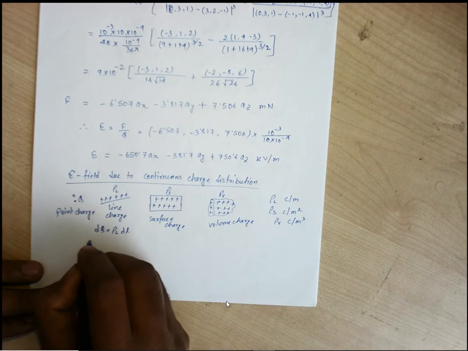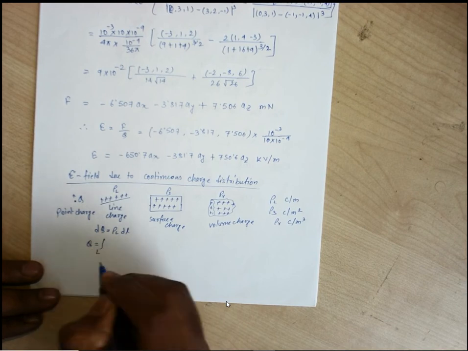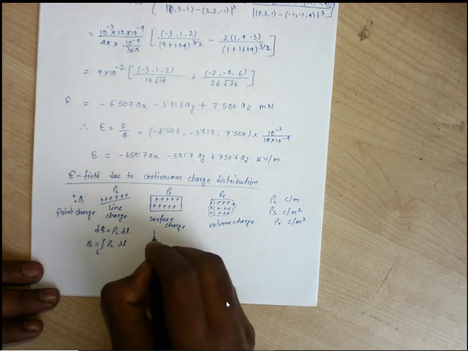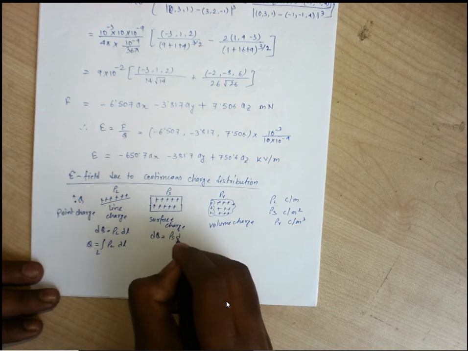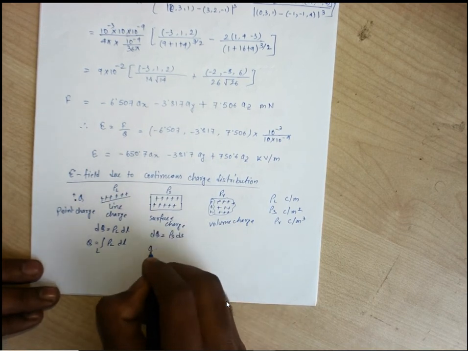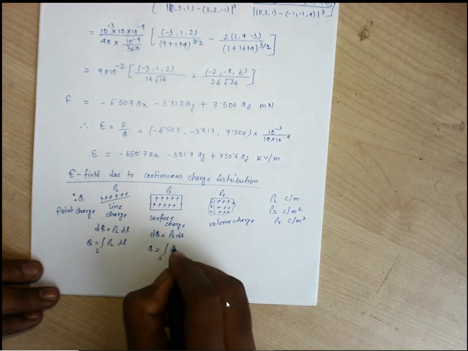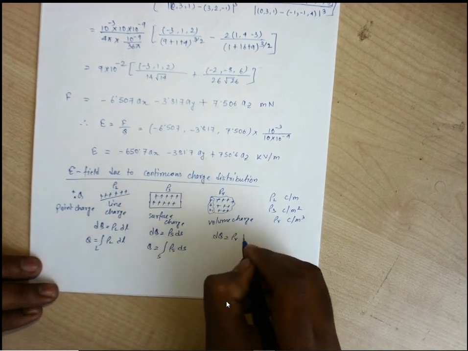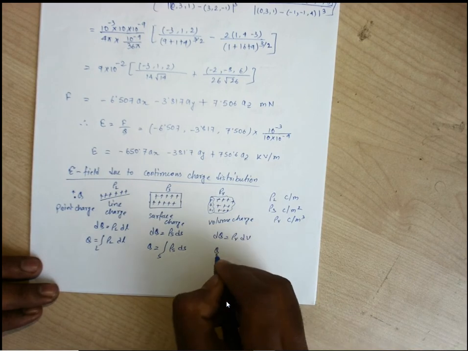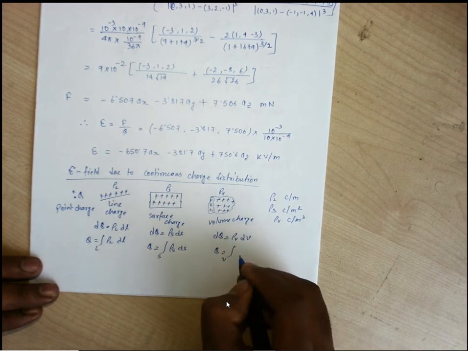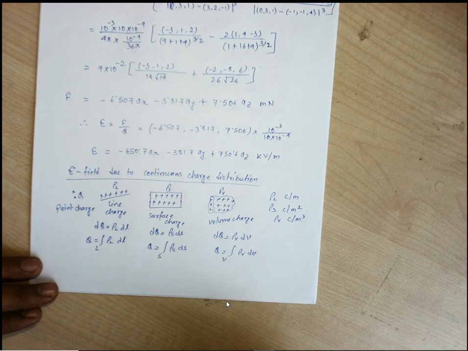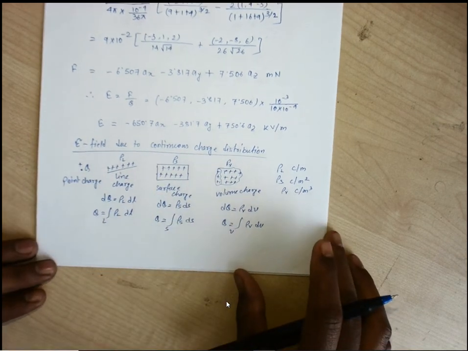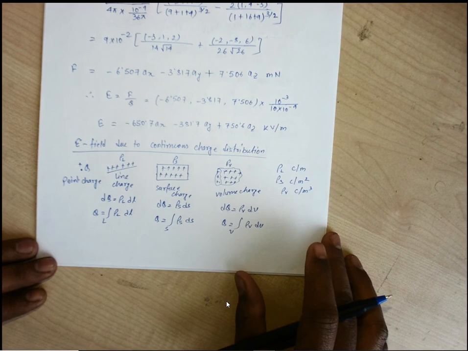So what will be this Q? Q is line charge integration rho L dl, right? For surface, dq is rho S ds, so Q is surface charge integration rho S ds. For volume, dq is rho V dv, so Q is volume integration rho V dv. We need to use all those properties, right? So for this Q we can easily find the electric field intensity, right?